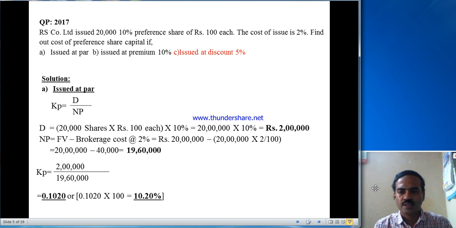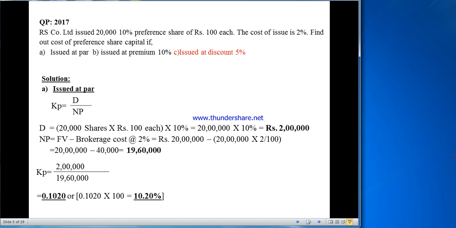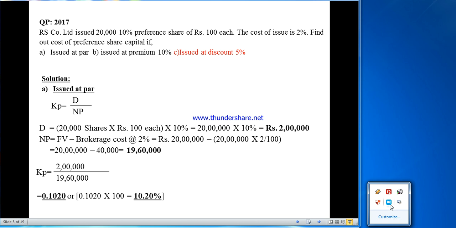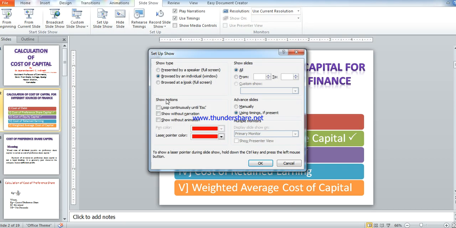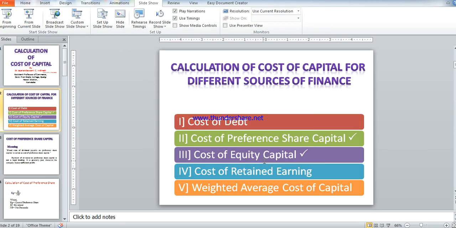So let me make it full screen so that we can have the pointer.